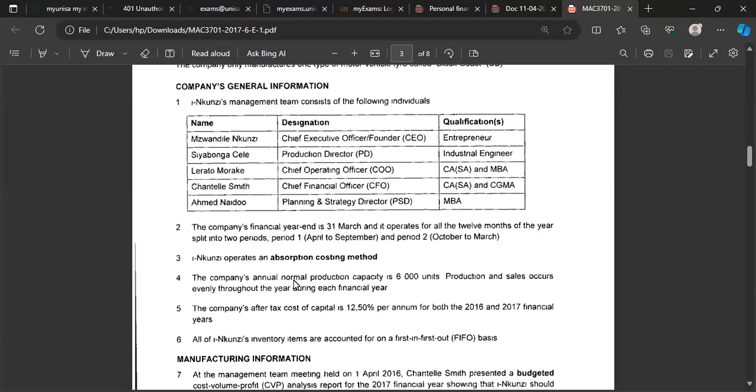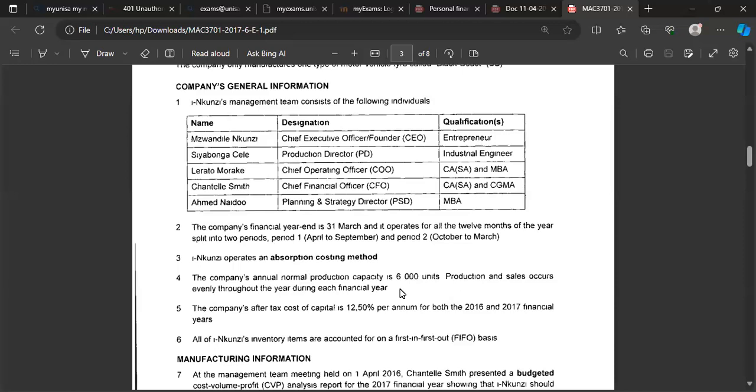So whenever they decide what capacity or what level of activity to use in terms of absorbing the fixed costs, they normally want to go for the normal. The normal sometimes could be below full capacity. It happens. So if that's the case, always go for the normal.